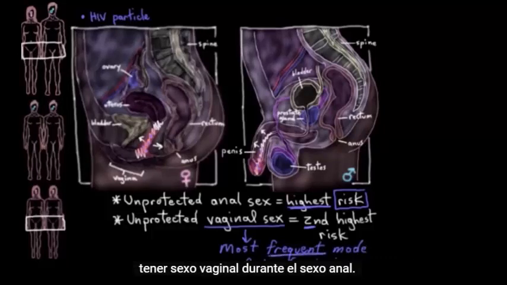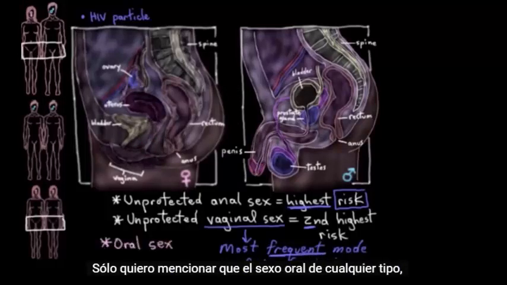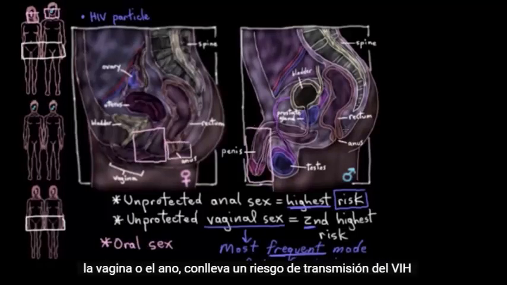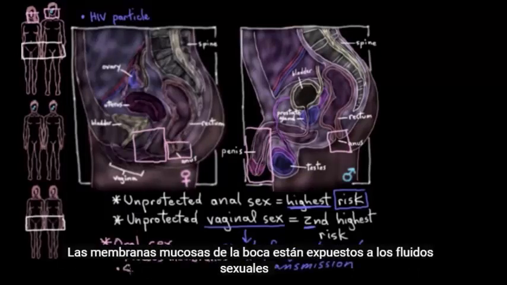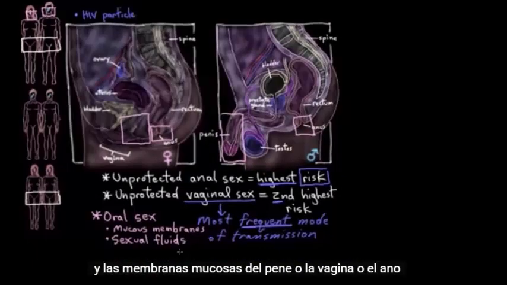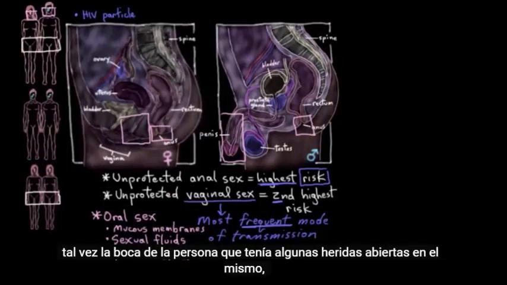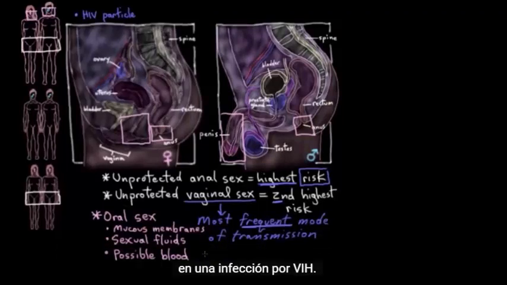And so last in this sexual-themed quadrant, I just want to mention that oral sex of any kind, so using the mouth to stimulate the penis, the vagina, or the anus, carries a risk of transmitting HIV for much the same reasons as before. Mucous membranes of the mouth being exposed to sexual fluids, and mucous membranes of the penis or the vagina or the anus being exposed to possibly blood. Maybe the person's mouth has some open sores in it, which happens to be one of the symptoms that can happen in an HIV infection.